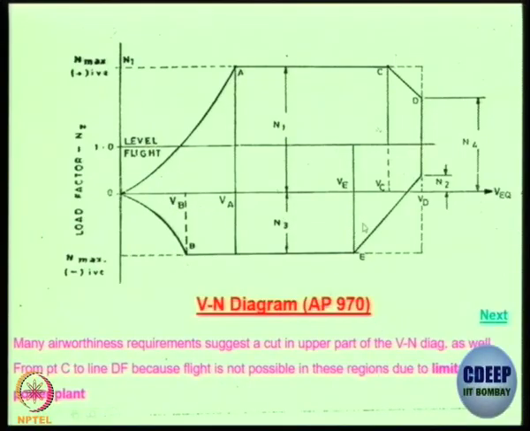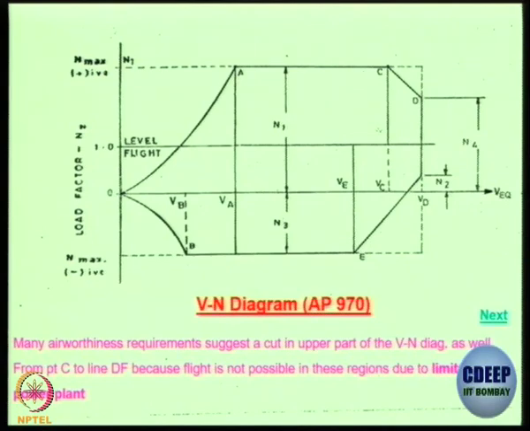Okay. Let's go ahead. Any more doubts? So you see now this particular cut which you saw in AP-970, it's not a fluke. It is given because they know that in that area you cannot go because the power plant is unable to give you that much NZ at that much speed. So they give you a concession a priori.